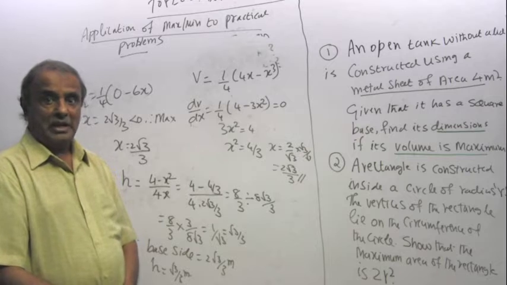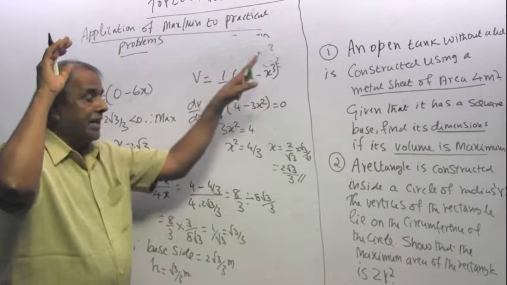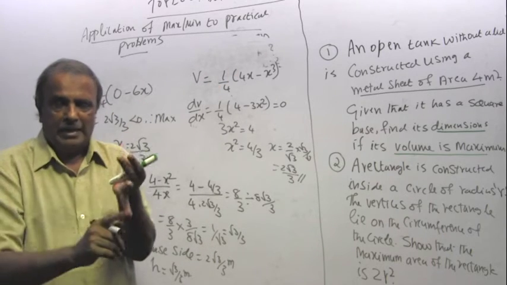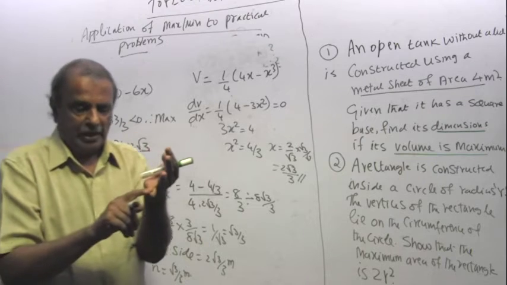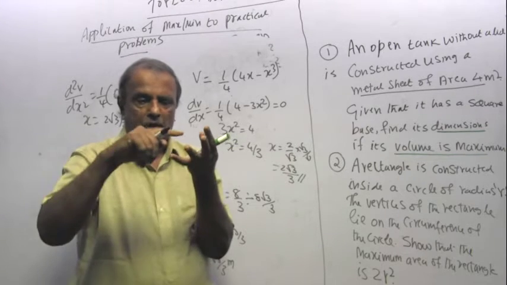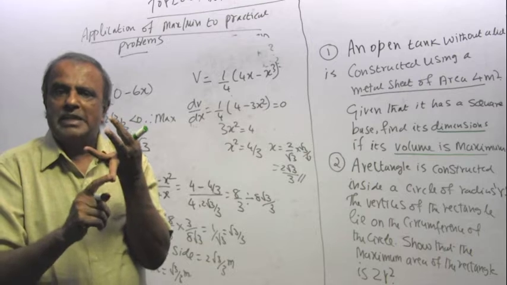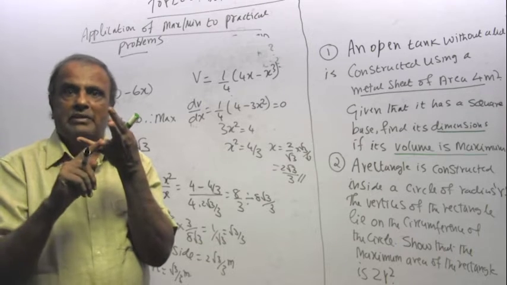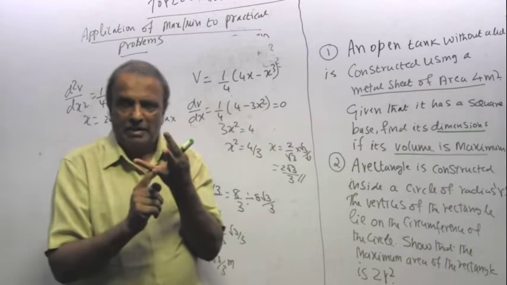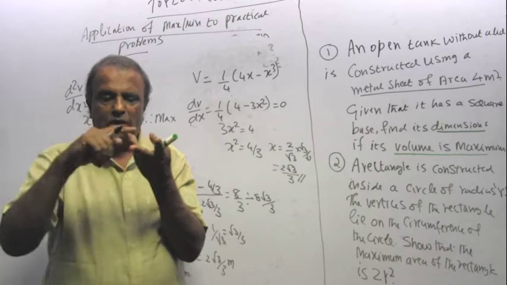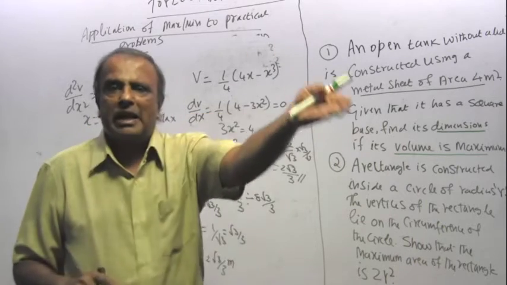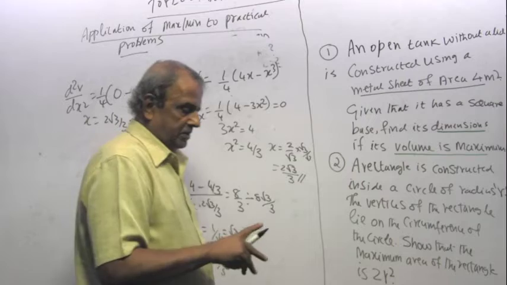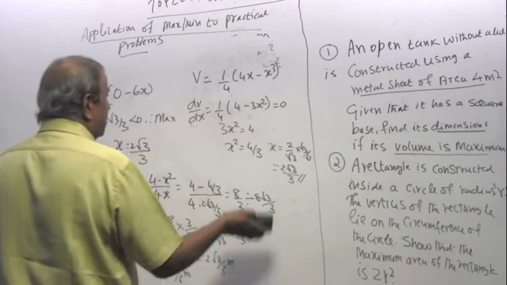A typical question, remember: on the diagram identify the variables, draw a diagram if needed, write down the quantity that should be maximum or minimum, use any information given in the question to convert everything to one variable, do dy by dx, equate it to 0, find the value of x, test for maximum, minimum, and interpret your answer based on the question. There is a second question.